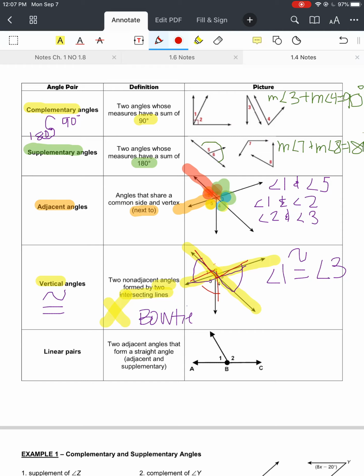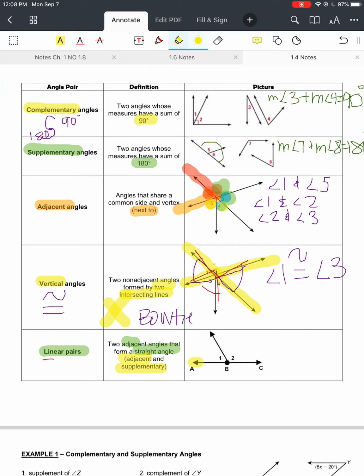And again, they're congruent. Last definition we have for today is linear pairs. Linear, again, you should be thinking root word is line. So linear pairs are two adjacent angles, so here we see the word adjacent again, that form a straight angle. So they have to be adjacent and supplementary, putting two vocab words together. Linear pairs are going to come up a lot.